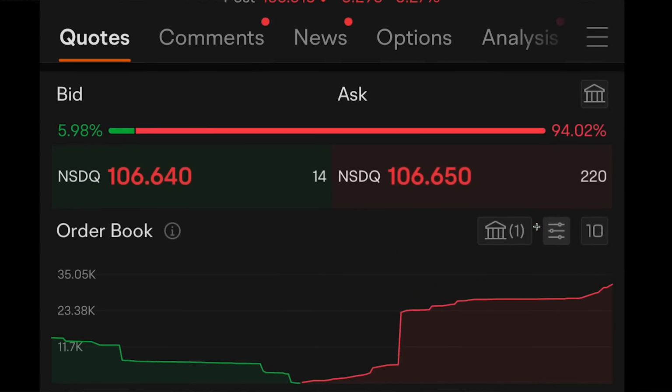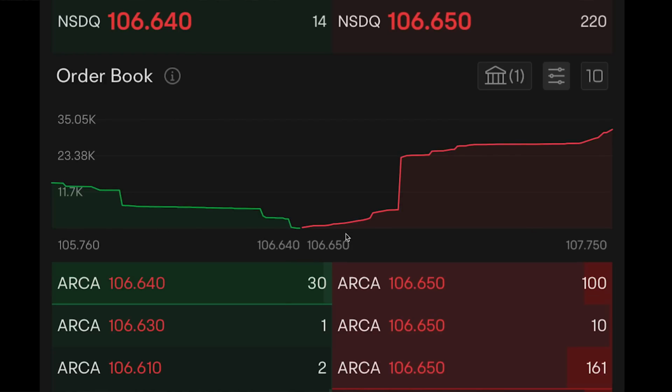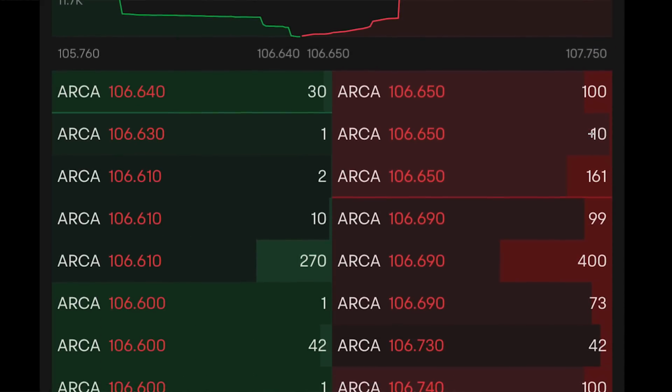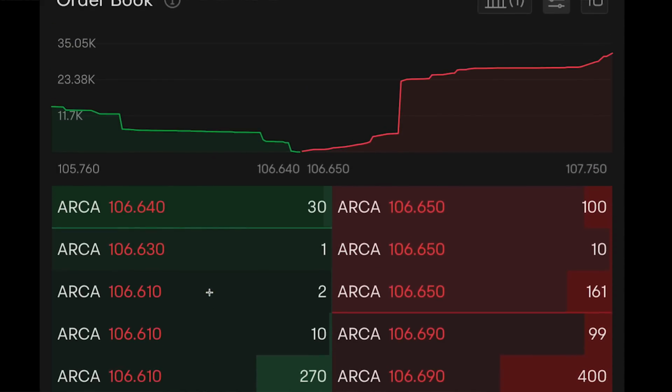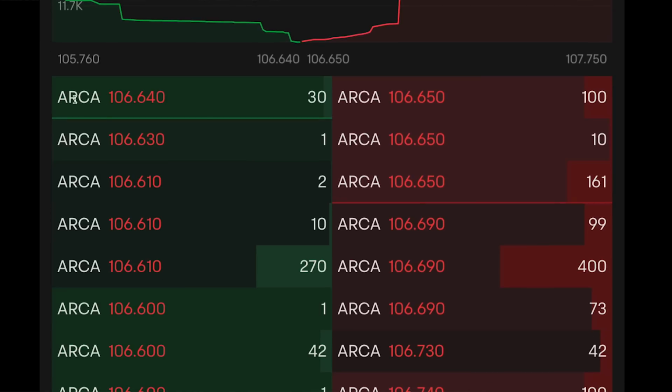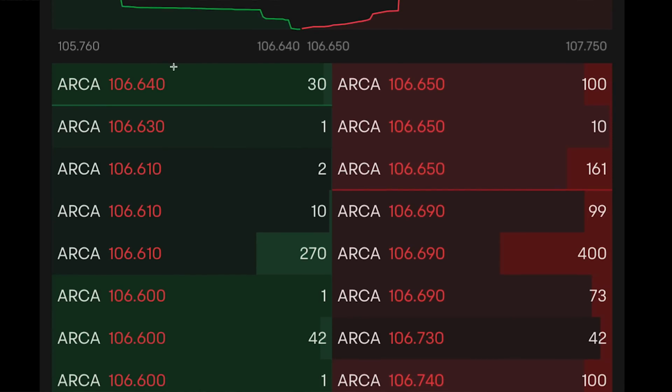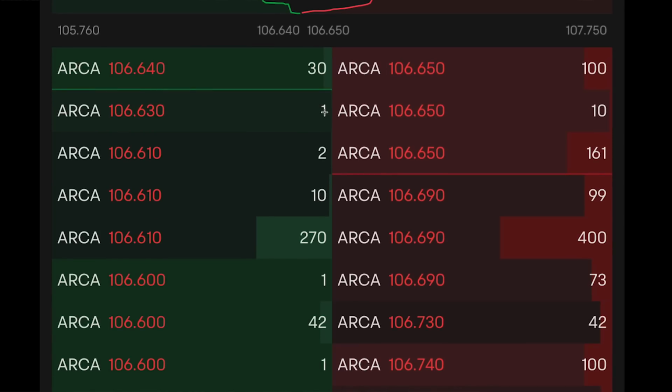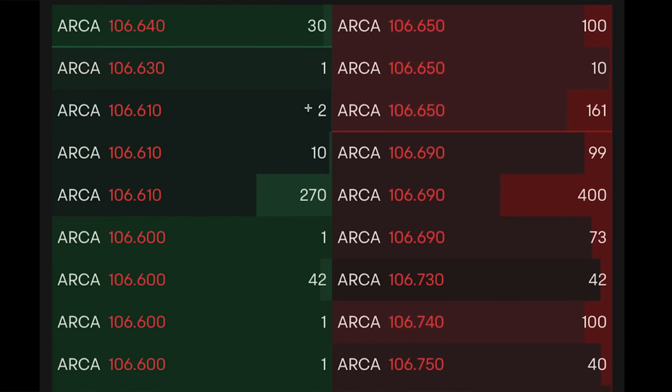All right, so what we have here is first we have lines, and those basically show you how much supply and demand there is, potential supply and demand on each side, and here's how we see that. On the left, we see all of the buy orders. These are called bids. As we scroll down, right here, we are seeing that there is a bid to buy 30 shares at 106.64. There's also somebody who wants to buy 1 share at 106.63. There's also somebody who wants to buy 2 shares at 106.61.